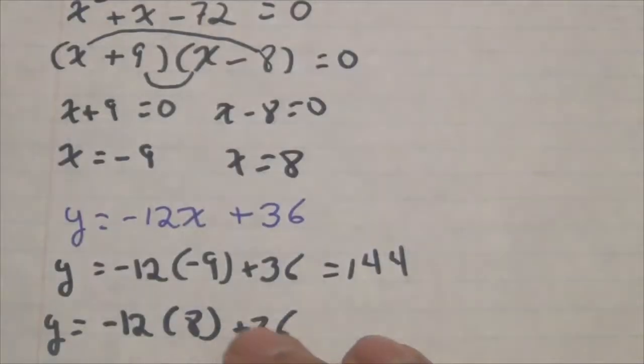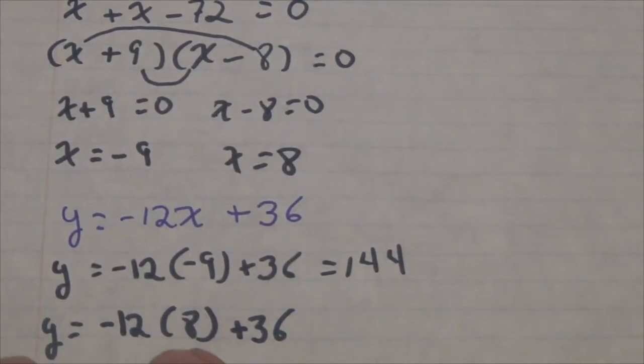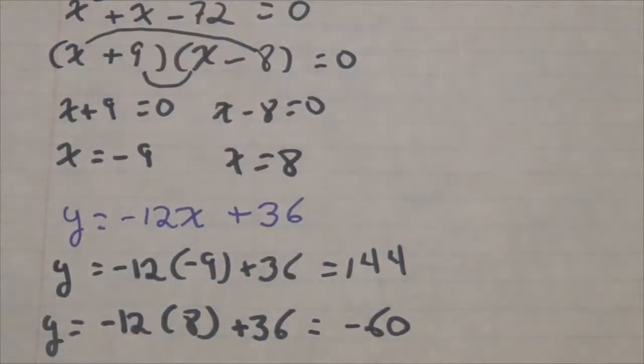$144. Okay, and now what is here? Well, 12 times 8 is what? 96, right? So this would be -96. All right, -96 plus 36 is -60.